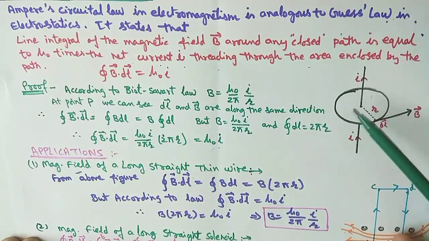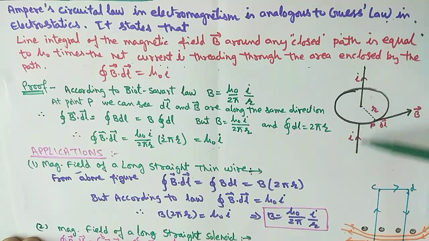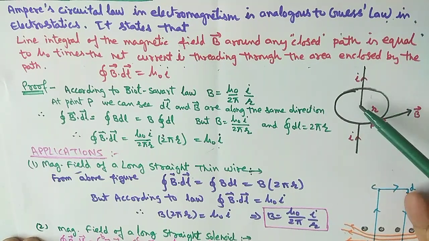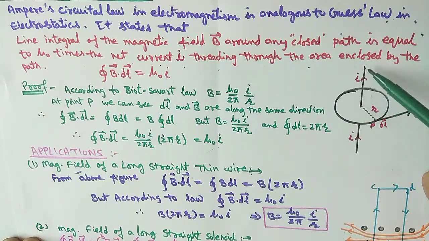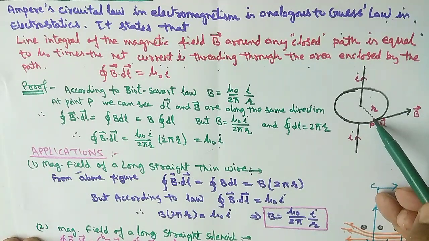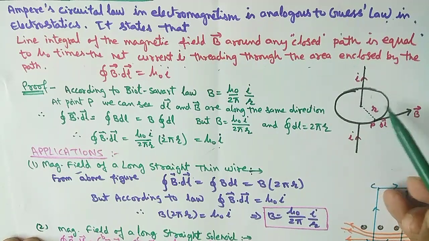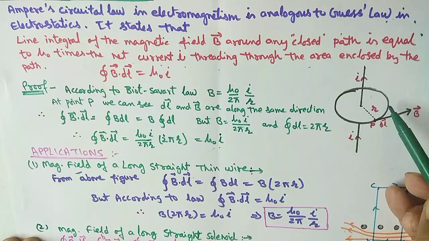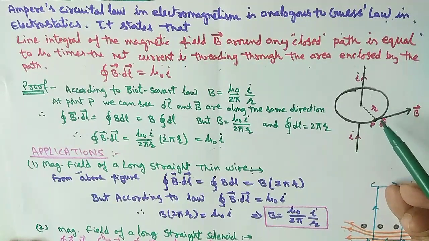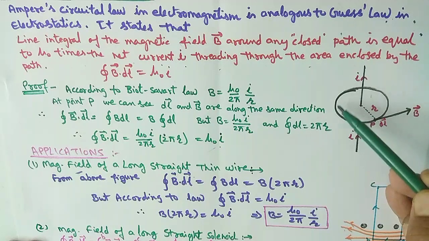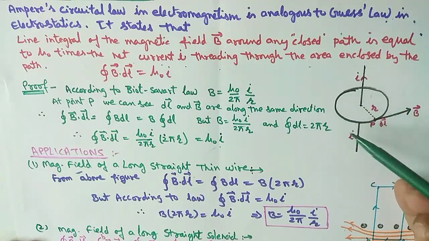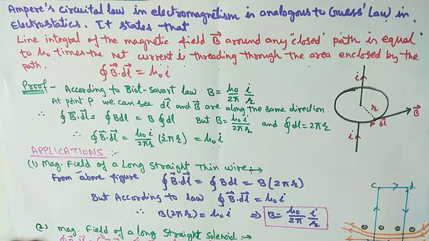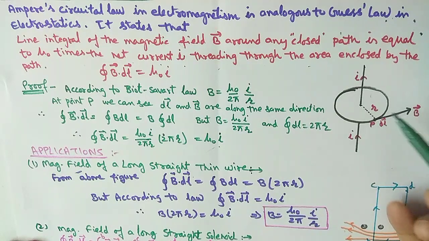See the example. Suppose this is a straight wire. To find the magnetic field due to this current carrying straight wire at a distance r from the wire at the point P, to apply the circuital law, the condition is that we have to draw an Amperian circle, just like we use a Gaussian surface to apply the Gauss theorem.